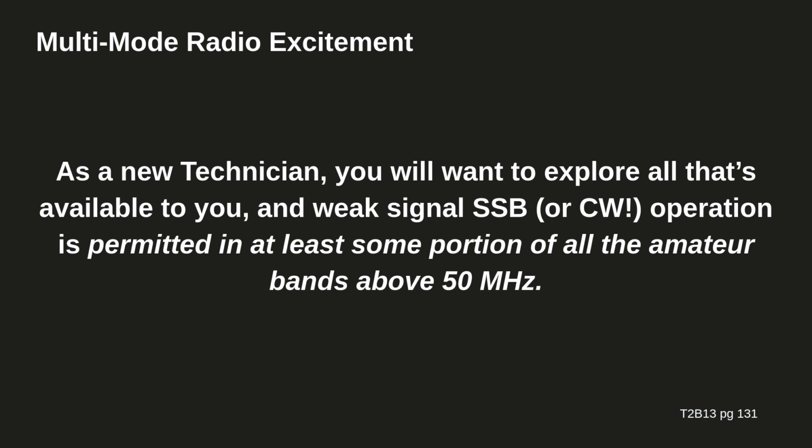Now, as a new technician, you want to explore what's all available to you. Weak signal single sideband, or CW operation, is permitted in at least some portions of the amateur bands above 50 megahertz. Now, side note, once you pass your test, which you will, everyone will get a band plan, so you'll be able to know where you are allowed to go once you're ready to get on the air.